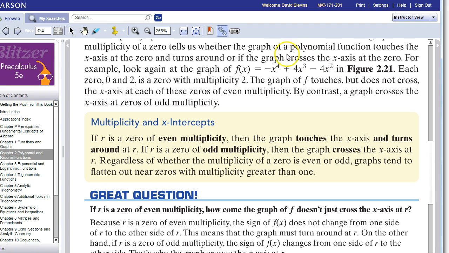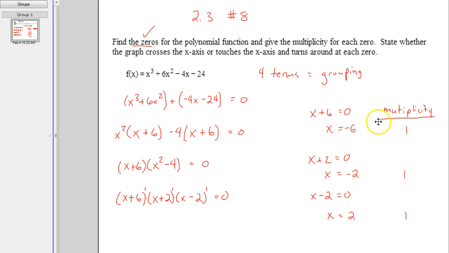This was in your notes from the section, but it's also on page 324 in your ebook. If r is a zero of even multiplicity, the graph touches and turns. If it's odd multiplicity, the graph crosses. So all our multiplicities are odd. 1 is an odd number. So it's going to cross at all of these.